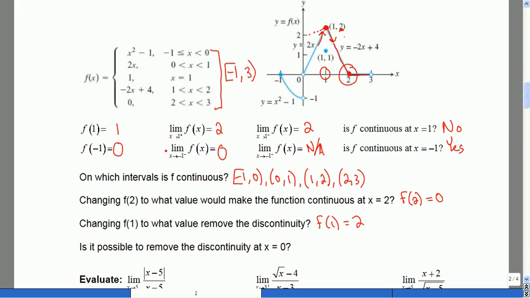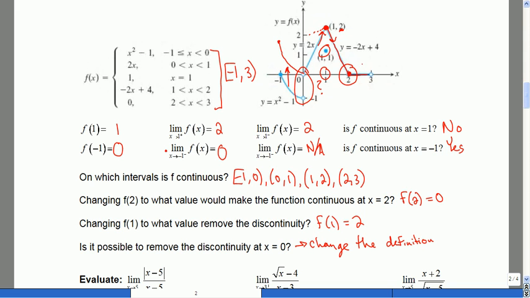Okay, is it possible to remove the discontinuity at x equals 0? So this is the region we're thinking about. And in this case, it's not removable. The problem is we jump over an entire region of the graph. It's possible to fix the graph, but the only way we can do that is to change the piecewise definition. And the easiest way to do that would be to move the graph there like this by translating it higher. But it's not as simple as just filling in a hole like we did for these ones.